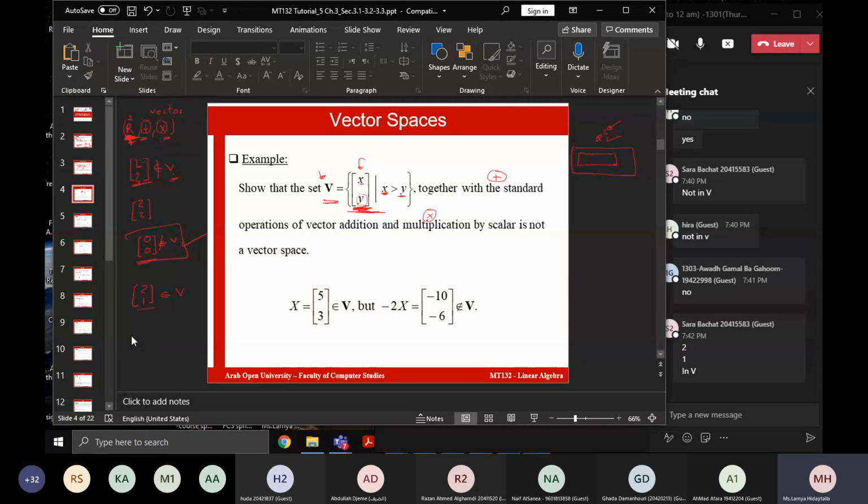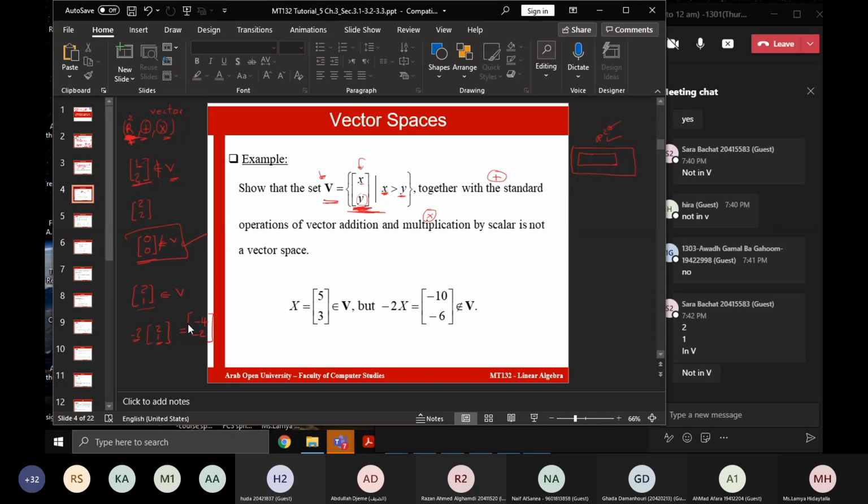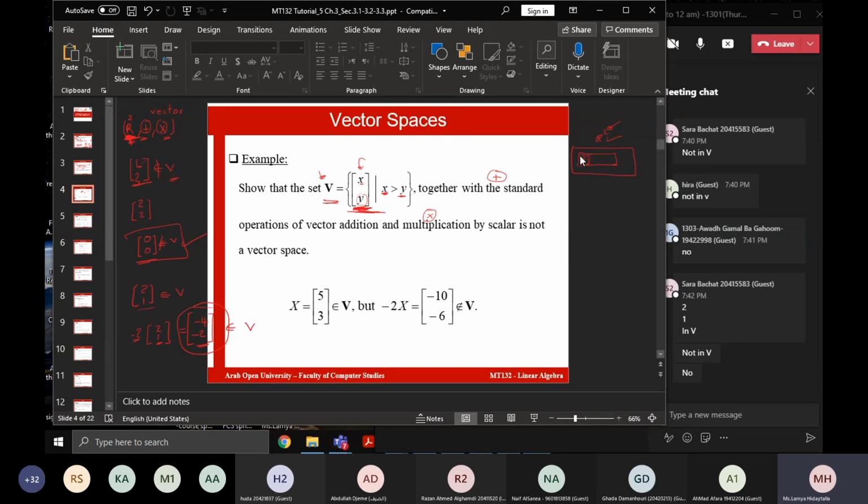Now, what if I multiply by a negative number? For example, minus 2 times the vector (2, 1). What is the resultant? Minus 2 times 2 is minus 4, and minus 2 times 1 is minus 2. What do you think? Does this resultant belong to V or no? We have the vector (2, 1) here, it's in V. But the resultant, this one, no.